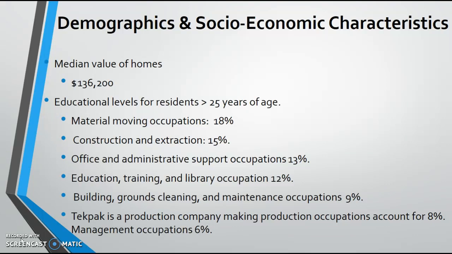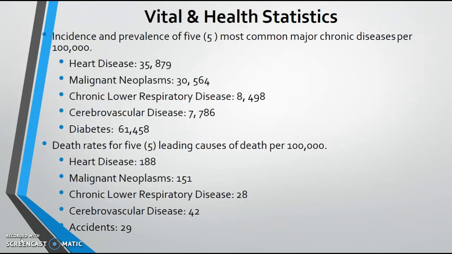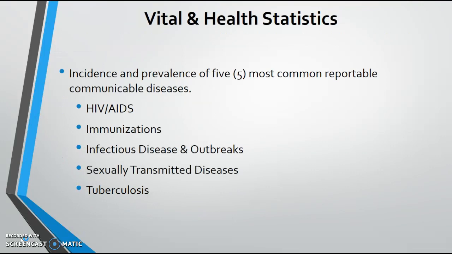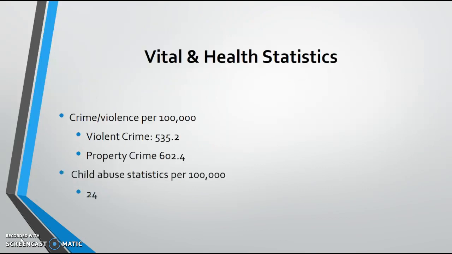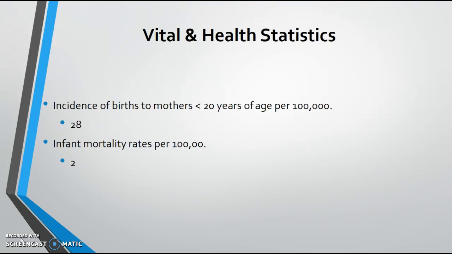This is some information on education for the residents of the city. Diabetes accounts for 61,458 as the incidence in the city. The 5 most reportable communicable diseases. Crime rate and abuse statistics. Births to deaths.